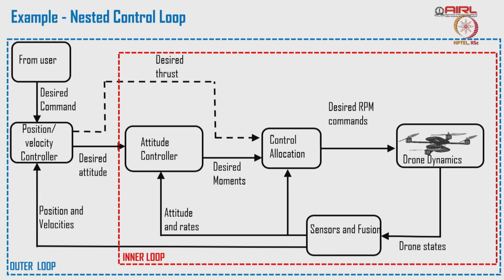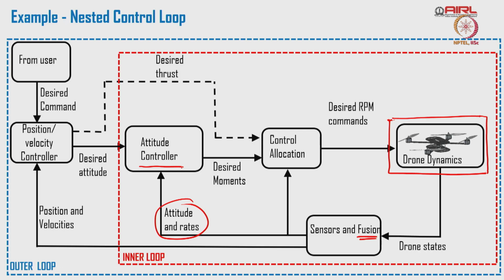This is the nested control loop architecture. This is the drone with its actuator, sensor and everything. From the sensor we get the drone states, and the fusion of sensors tells us about the states. Now, in the inner loop control allocation, we have altitude and rates. That is for attitude control.